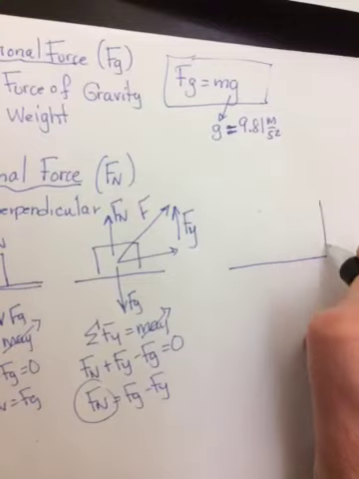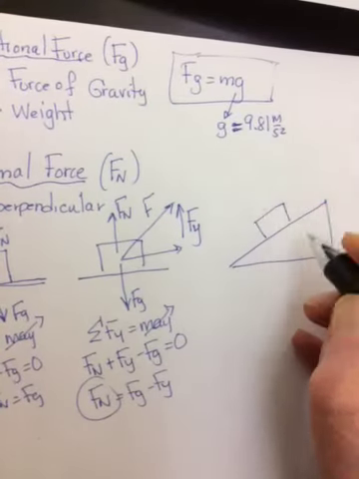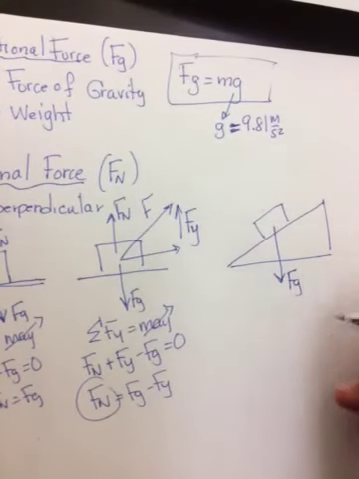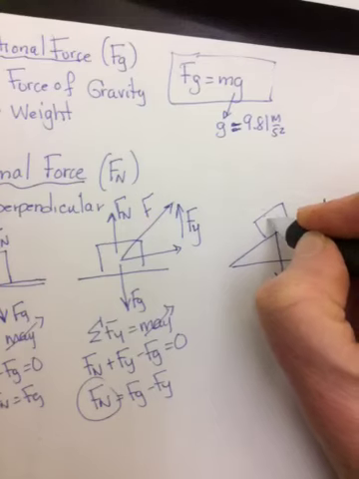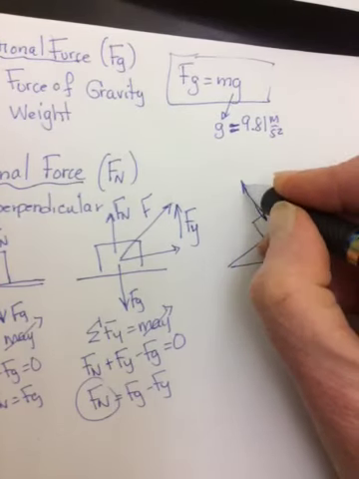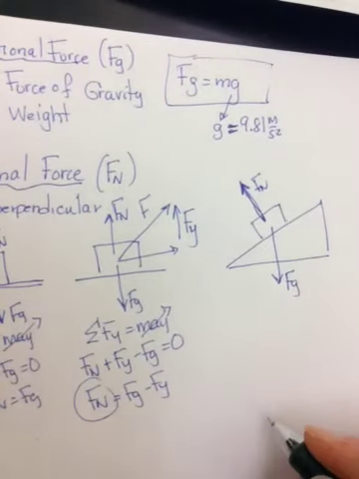Of course, this year, they won't always be on a level surface. They will be on inclined planes. And when they are, the Fg will still act straight down, because that's what Fg does. But the normal force always has to act perpendicular to the surfaces in contact, so it will no longer be in line with Fg. Okay?